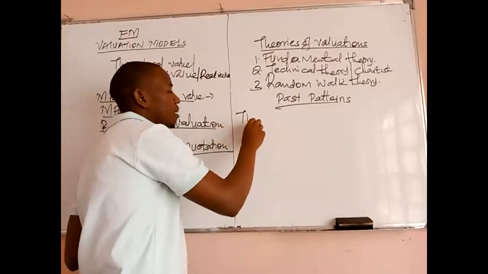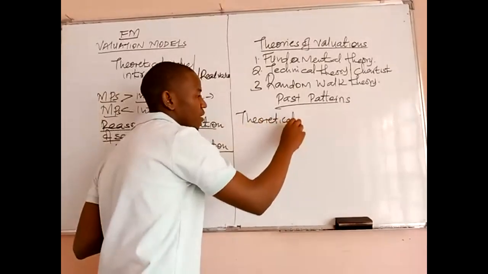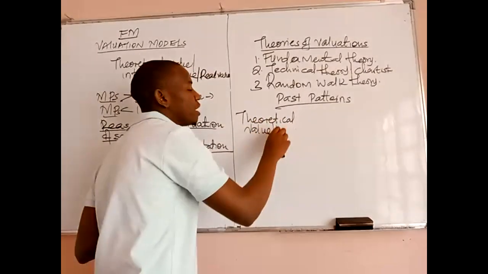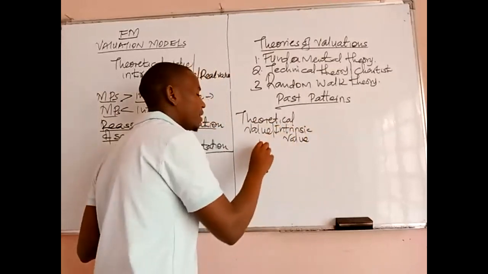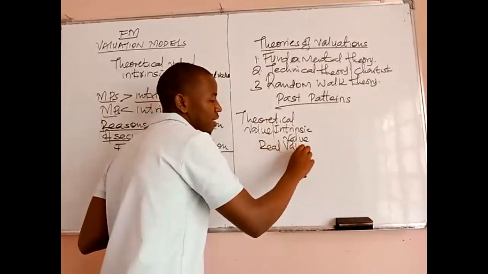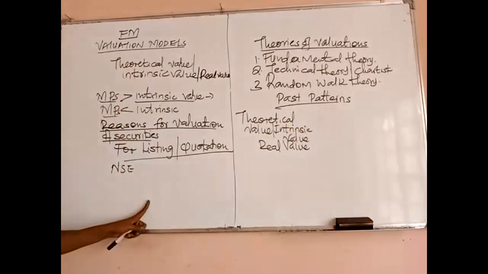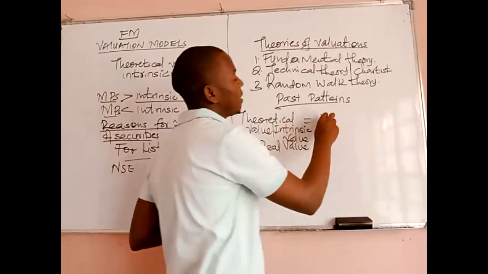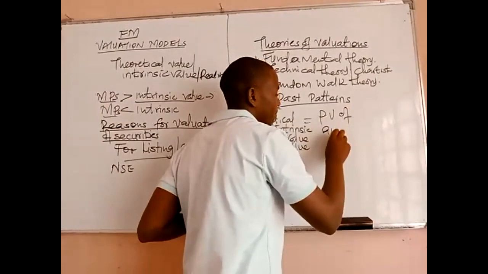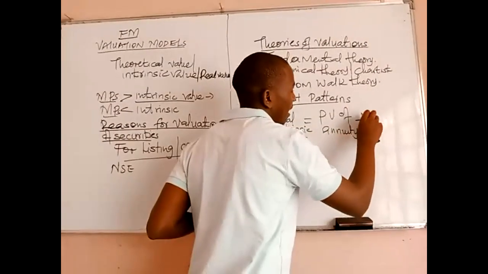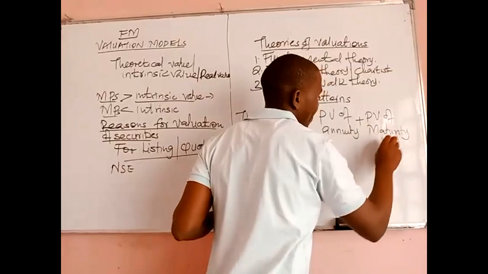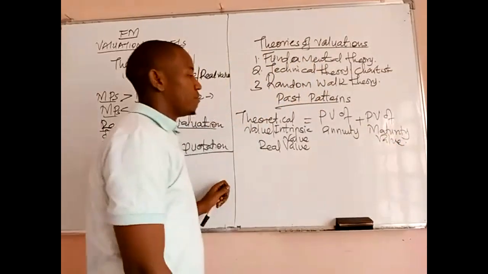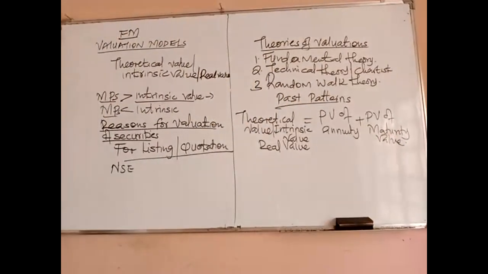So this is what I mean. If we want to get the theoretical value, when I talk of theoretical value, we are talking about intrinsic value. In other cases, they may call it the real world value. In other cases, they may call it the fundamental value. Certainly, it is just the same thing. It is to be given by the present value of annuity and the present value of maturity value. Present value of annuity, multiplied by what? Or you add the present value of maturity value.